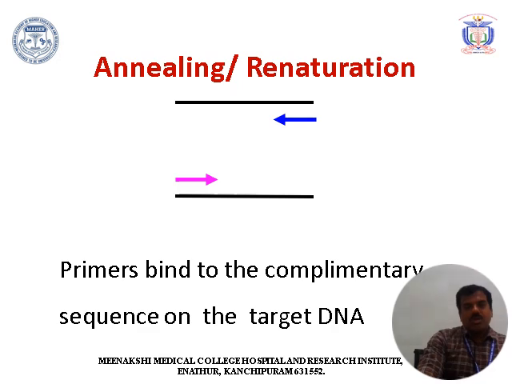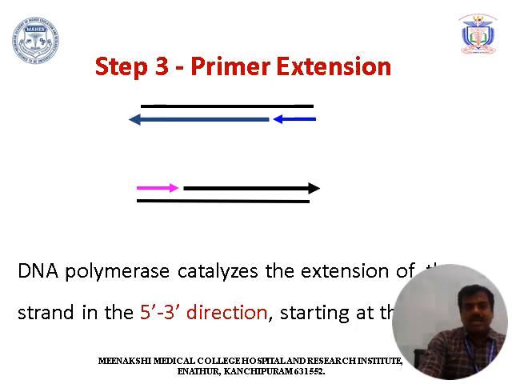Here you can see the two strands, the black colored strands, which are the parent strands, and you can see the primers, one in orange color and another in blue color. They will be attached to the 3' end of the parent strand. Now they will be getting extension from the 5' end to 3' end. So primers will bind to the complementary sequence of the target DNA.